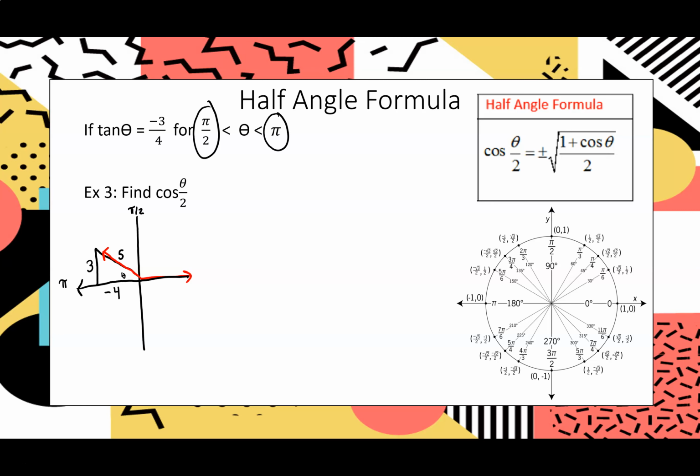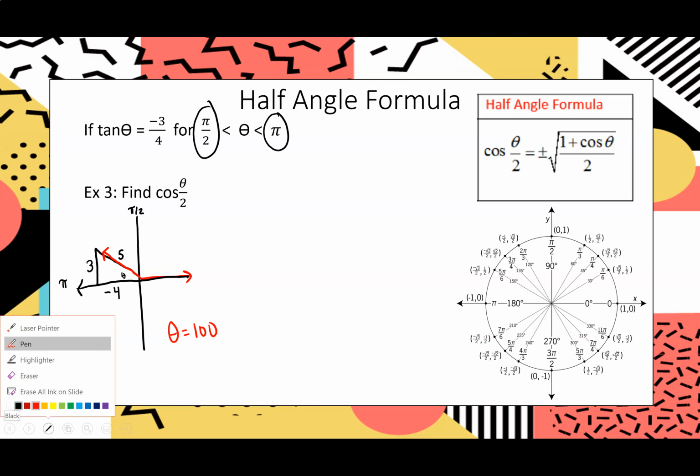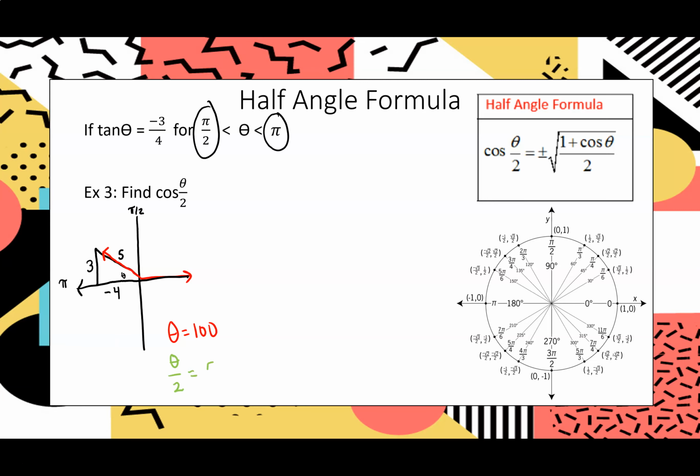So what do I care about? I care about theta over 2. So if my red angle there is theta equals 100, I think it's probably more than that, but no big deal. We're going to divide that by 2, and we're going to get theta over 2 is equal to 50 degrees. Now you might be saying, Ms. Sorensen, isn't that a check step?